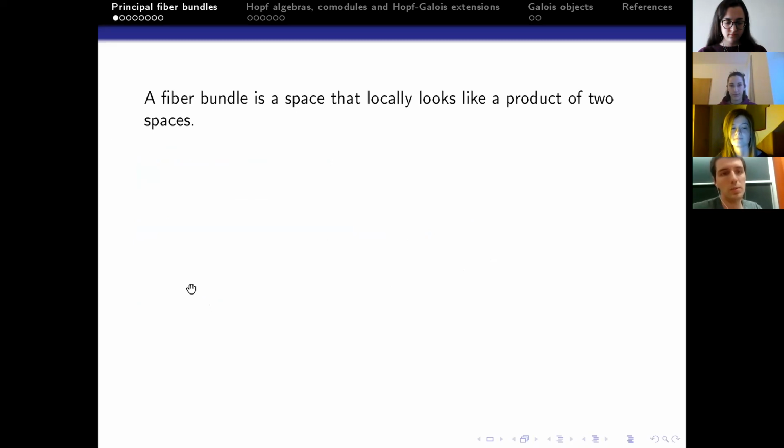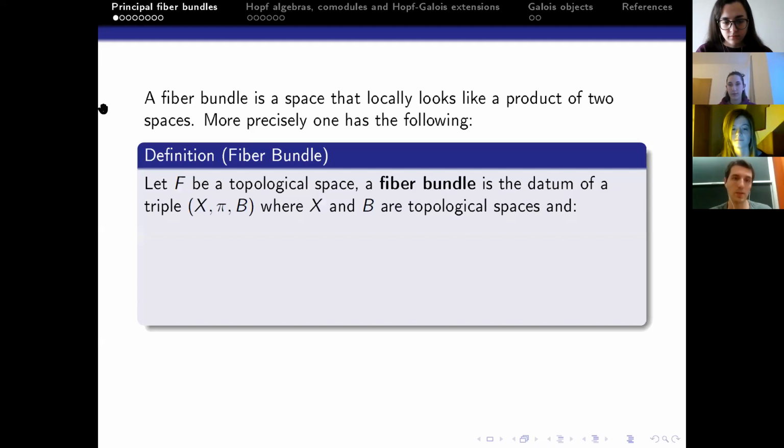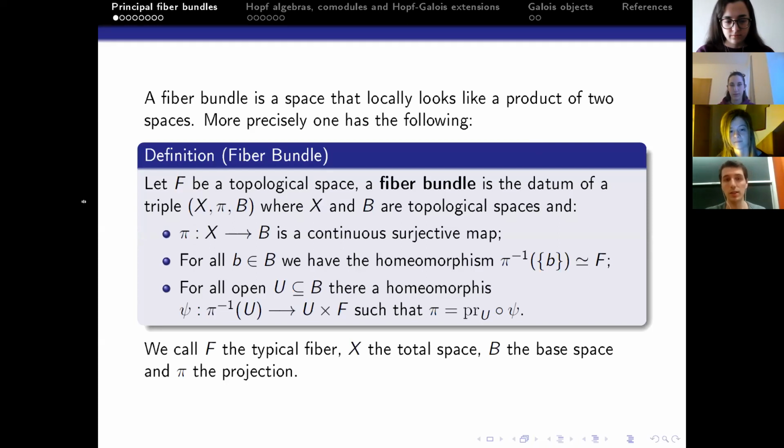Okay, so we start by recalling what a fiber bundle is. Well, a fiber bundle, roughly speaking, is just a space, it can be a topological space, a smooth manifold, whatever you want, that locally looks like a product of 2 spaces. So more precisely, a topological bundle in this case is a datum of 3 objects, a space X, a space B, and a continuous map pi subject to these relations.